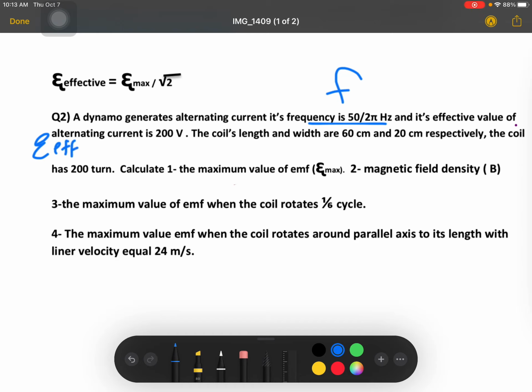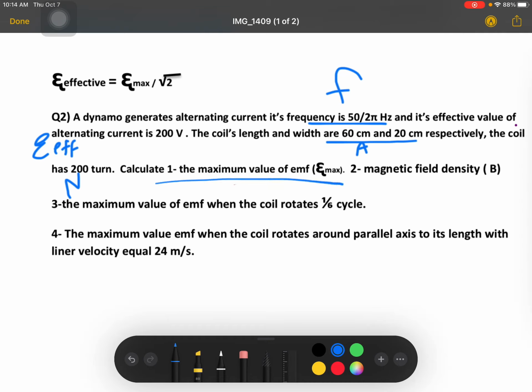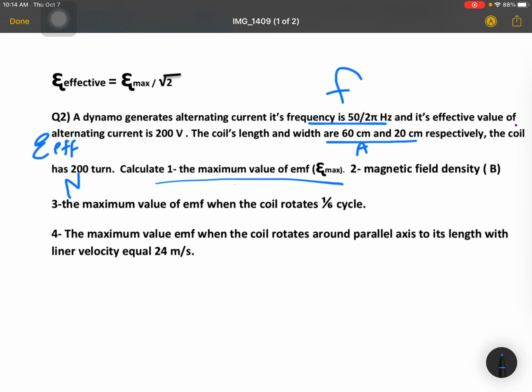Okay, the coil length and width. From these two dimensions we can find the area. Respectively, the coil has two turns. This is the number of coil turns, which is 200. Calculate the maximum value of EMF.